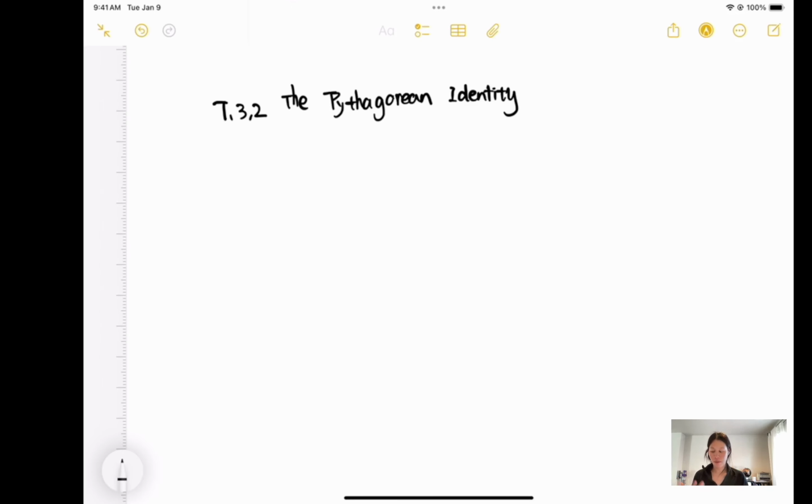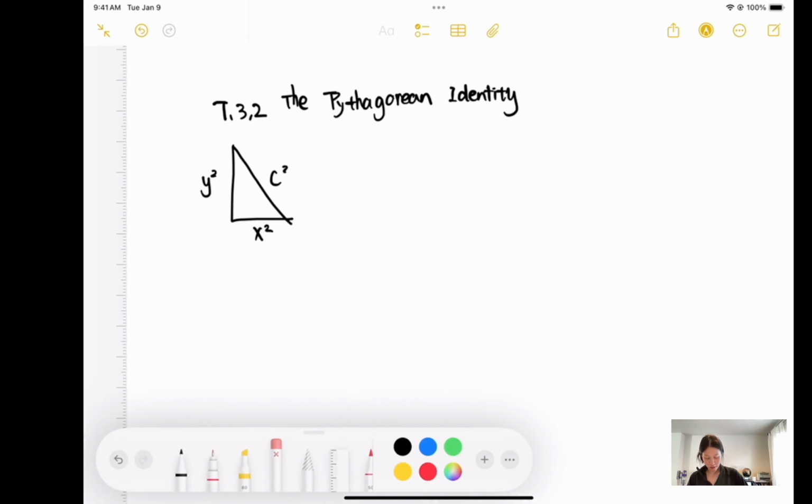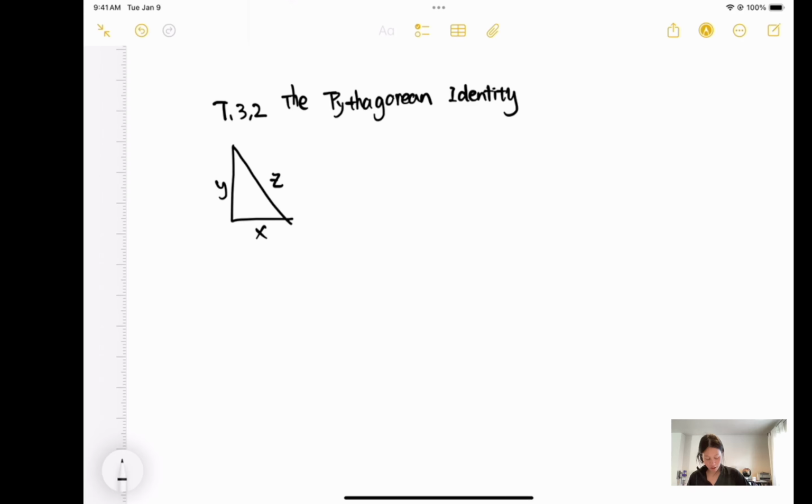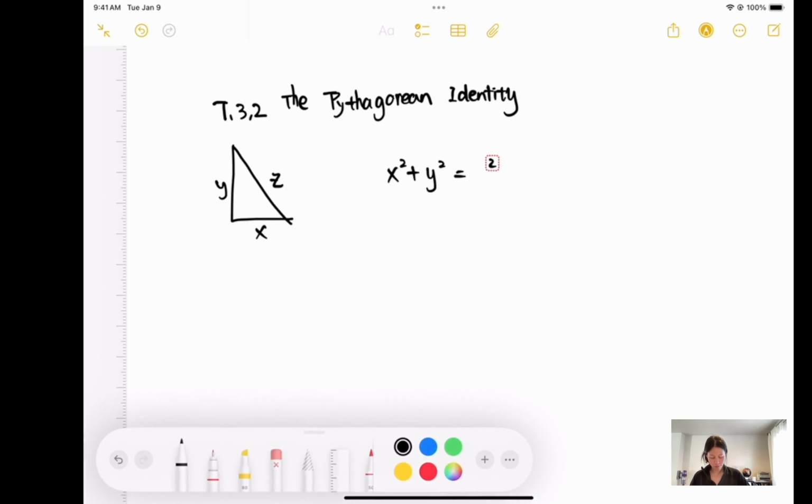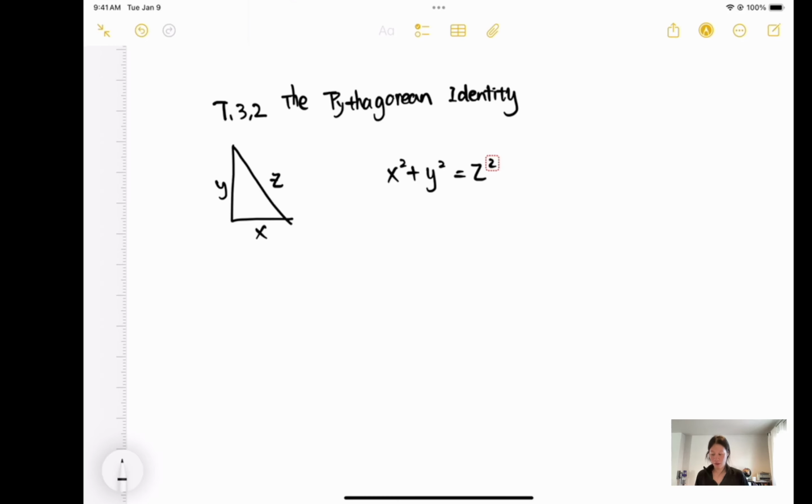So let's recall what the Pythagorean theorem is, not identity, theorem. The Pythagorean theorem states that in a right triangle, the sum of the squares of two sides is equal to the square of the third side. If the two sides are x and y, I should use x, y, z. So the Pythagorean theorem would be: the sum of two sides squared is equal to the hypotenuse squared, z squared. You know what I mean? Everyone is familiar with the Pythagorean theorem.